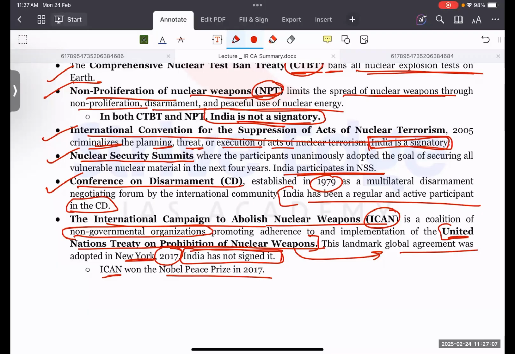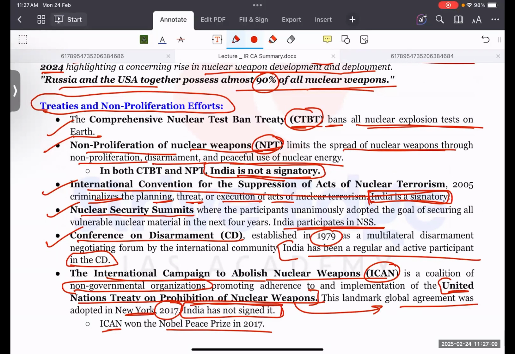So these are some of the treaties as well as the non-proliferation efforts in this regard. And there are some other agreements also with respect to other weaponry, that is, control of dual-use items or chemical weapons and all this.